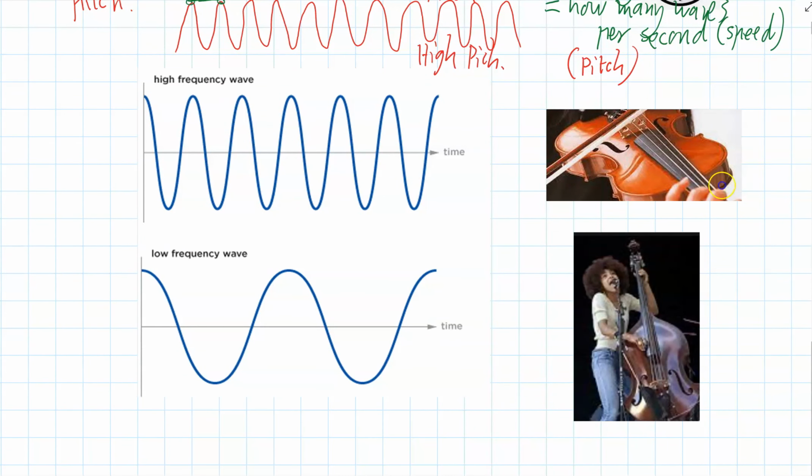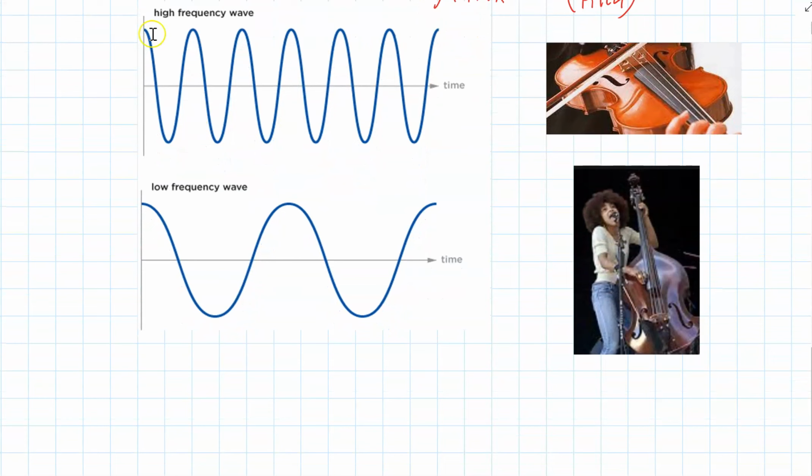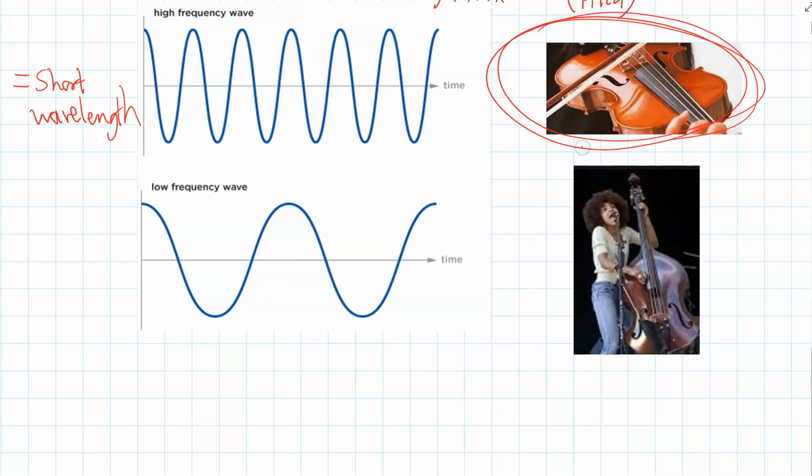Okay, here's a couple more examples. We've got a high frequency wave, and in a high frequency wave, we've got a short wavelength. And you can imagine a violin. The notes it plays have a higher pitch than other string instruments. And then if there's a low frequency wave, well, those wavelengths are much longer between each one. So in a low frequency, you've got a longer wavelength, and they cause a lower pitch sound.